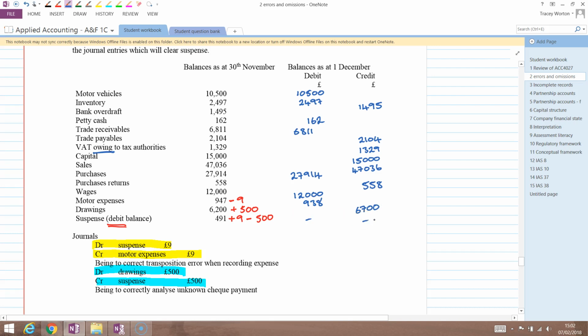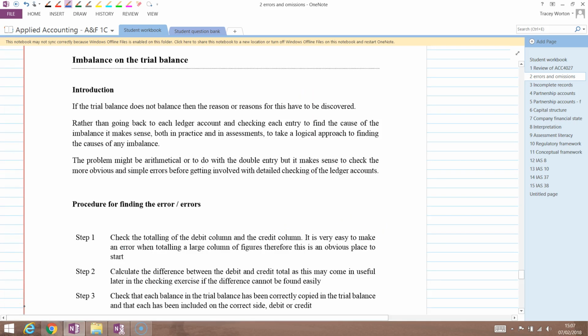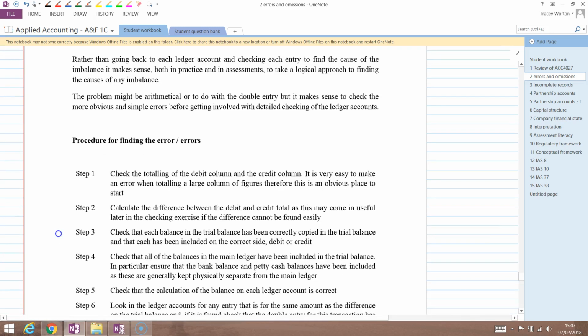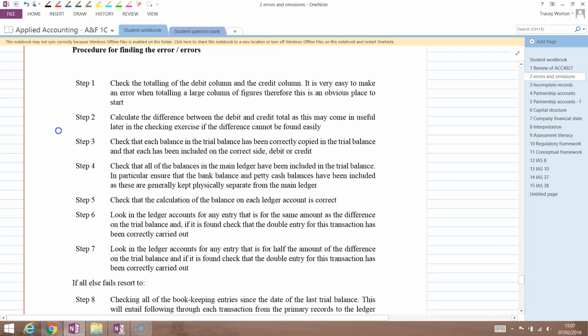So the last step that we need to do is to actually total up our debits and credits and check that it actually balances. So if for any reason the trial balance doesn't balance, then the reason has to be discovered. Rather than going back to each ledger account and checking each entry to find the cause of the imbalance, it makes sense both in practice and in any assessments to take a logical approach to trying to find the causes of an imbalance. So a potential procedure to follow to help you with this.